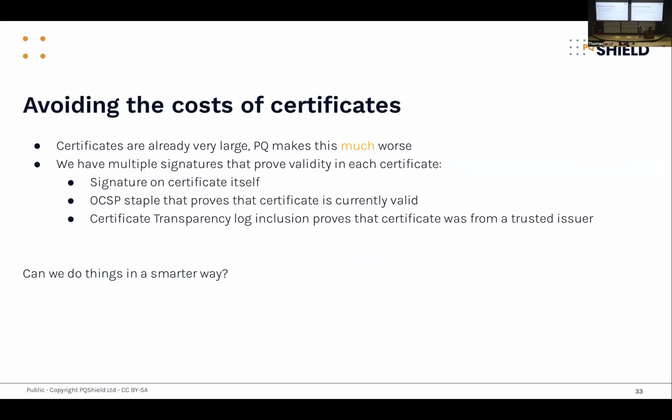So we want to avoid the cost of certificates. We know that they are already quite large. Post-quantum makes this much worse. I mean, we're already talking about transmitting like 4 kilobytes of data, even with RSA keys. Most of that is not actually in the RSA keys, but adding an additional 18 kilobytes is just very, very annoying.